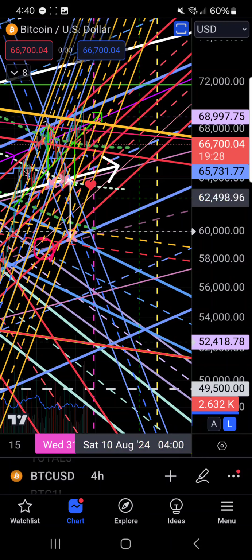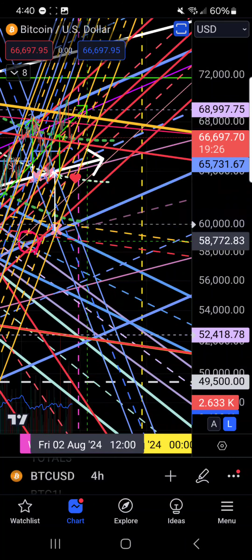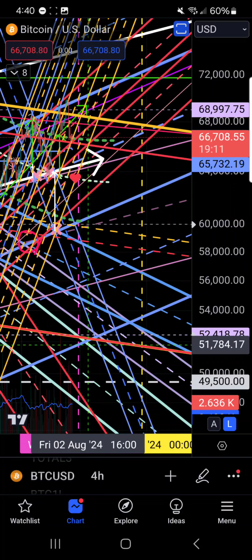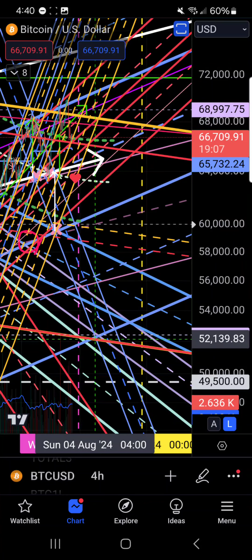So that's not even postulating that we'll come all the way down to the bottom of the channel, which would be about 52. So keep that in mind as well, because if things did get really bad, some sort of black swan event or whatever, that would be probably where we could come down to $52,000 region.